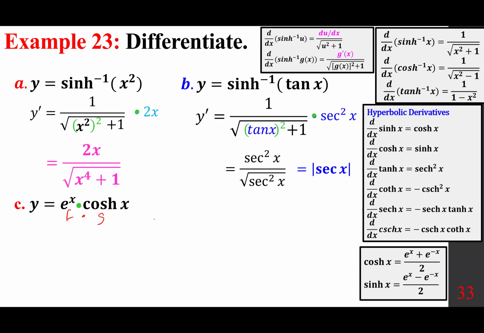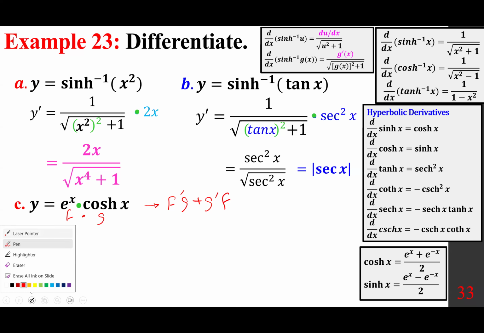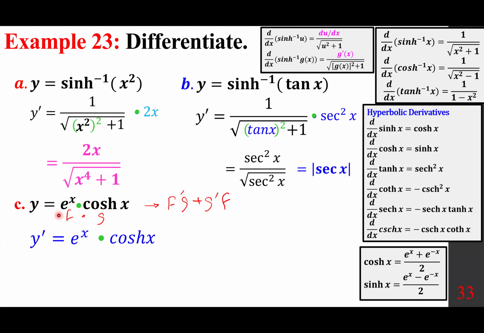f times g. And so f prime g plus g prime f. The derivative of e to the power of x is itself, times g, which is cosh x, plus g prime, the derivative of cosh, which is sinh, times e to the power of x. All you have to do is factor e to the power of x out. You get cosh x plus sinh x.